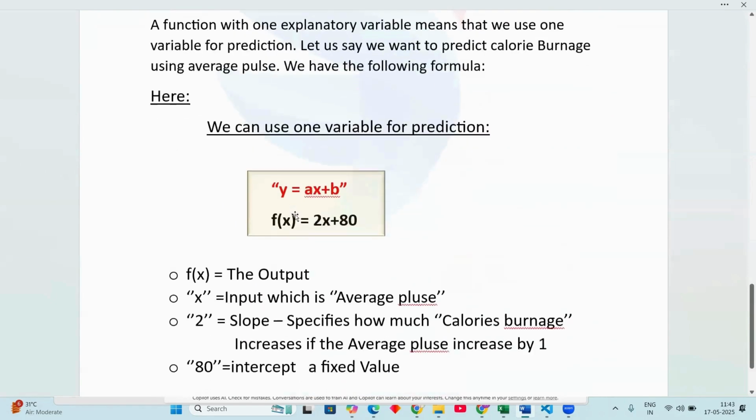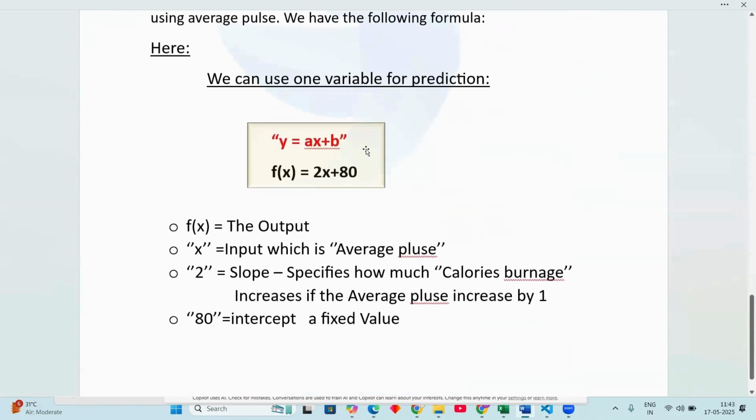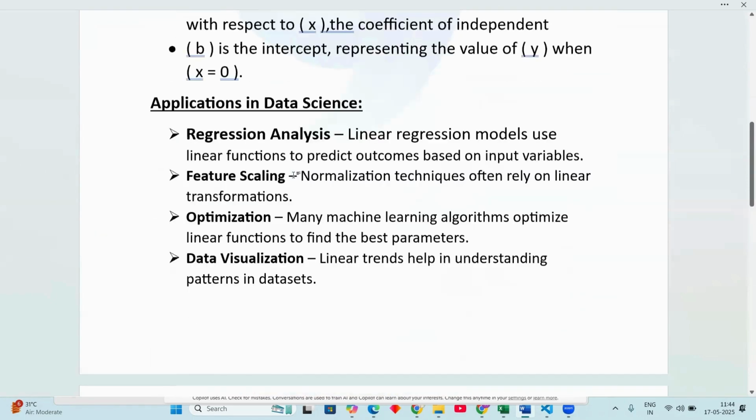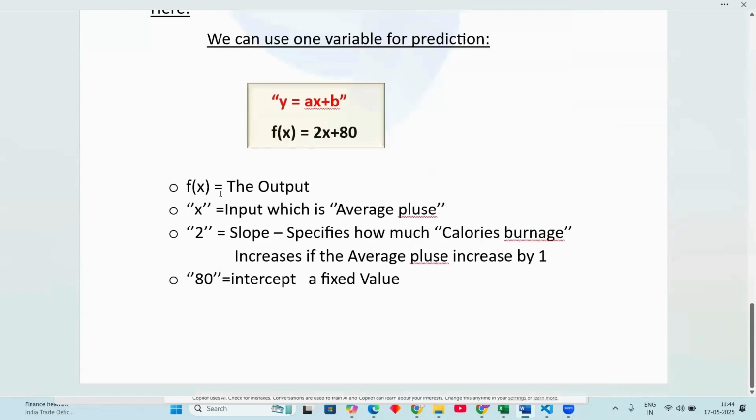We can use one variable for prediction, y = x only, as we know from the equation formula. Let us consider f(x) = 2x + 80. Here f(x) is the output, like y, and x is the input which we are giving. So we consider x to be the average pulse.